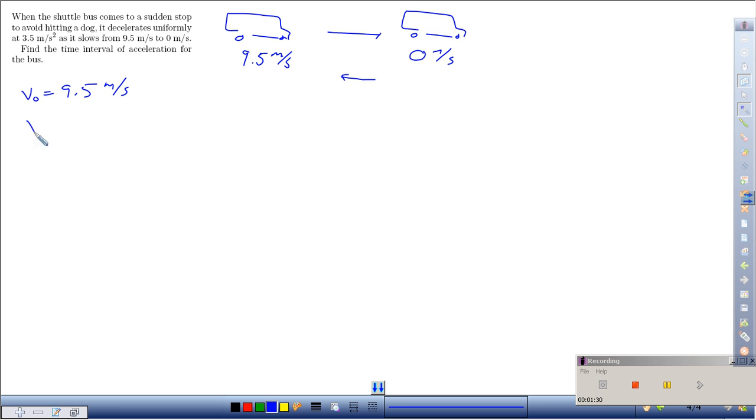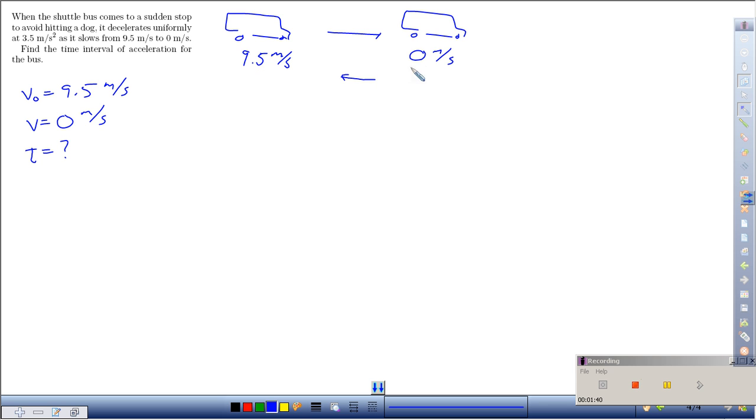My final velocity, v, is going to be 0 meters per second. I don't know my time. That's what I'm looking for. So time is question mark. But here it tells me that it decelerates uniformly at 3.5 meters per second squared.